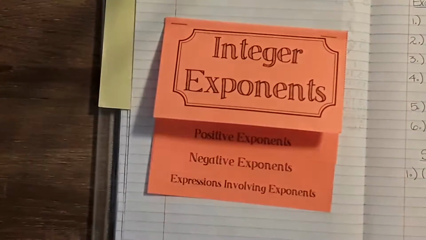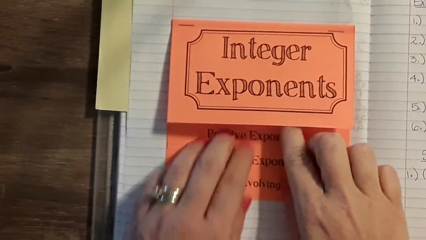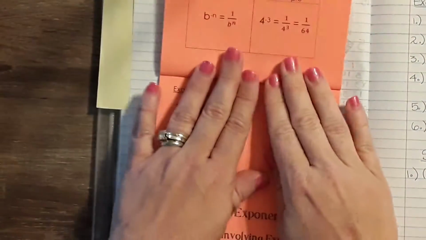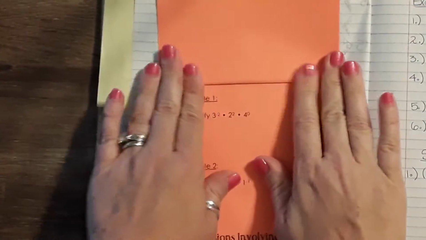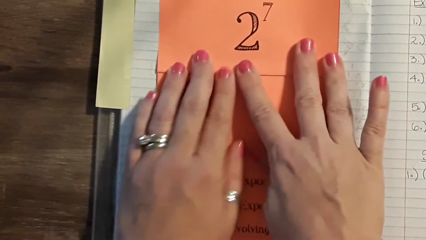We are going to learn about integer exponents. I provided you a foldable, it's orange. First thing I want you to do is just make sure you fold up all the pages so it's easier for you to write in. Okay? The next step is to open up to the first section.